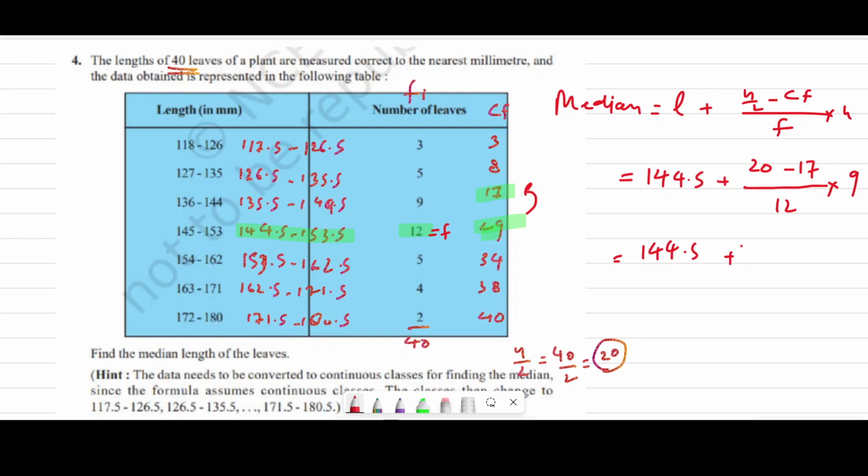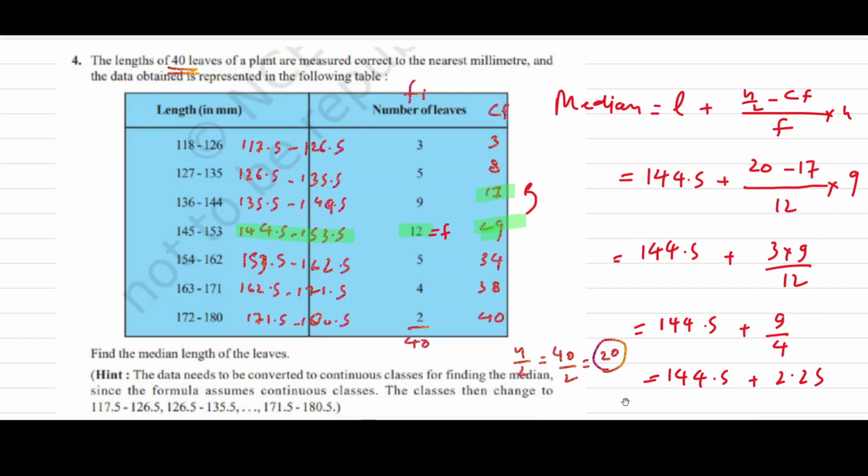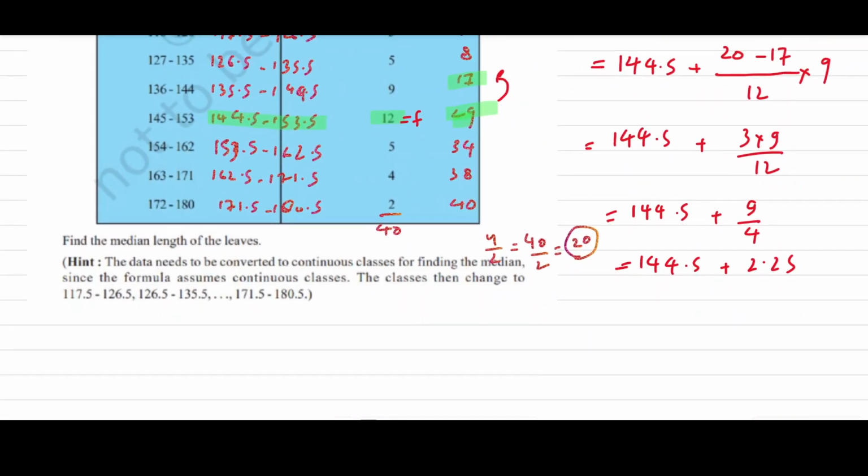144.5 plus 20 minus 17, that means 3 into 9 by 12. Now 144.5 plus 3 fours are 12, so here 9 by 4. Now what is the value of 144.5? Here 4 twos are 8, 4 twos are 8, 4 fives are 20. Now calculate the value here.